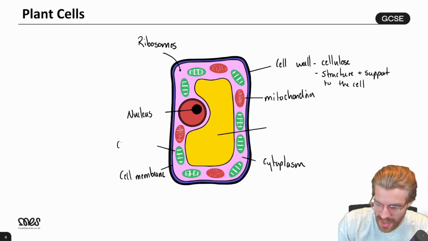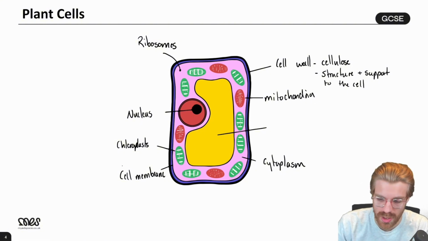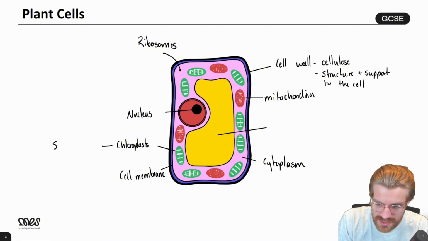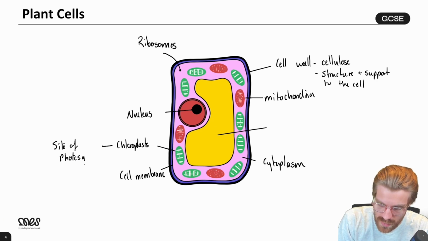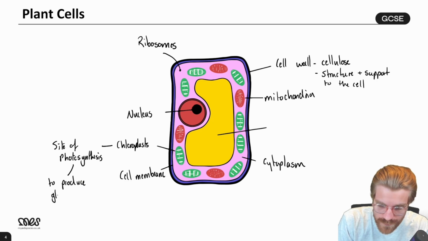Plant cells also have chloroplasts. However, as we will see, not all plant cells have chloroplasts. The chloroplasts are the site of photosynthesis. And the purpose of the photosynthesis is to produce glucose or to produce food for the plant.